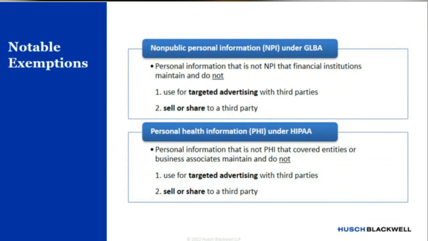So the exemptions in HB 9 are fairly standard for the most part, but the bill does put a new and pretty significant twist on its GLBA and HIPAA exemptions. So NPI under GLBA is exempt, as is personal information that's not NPI under GLBA, but only so long as it's not used for targeted advertising or sold to third parties. It's the same deal with the HIPAA exemption, where non-PHI is excluded from the exemption if it's being used for targeted advertising and sales.